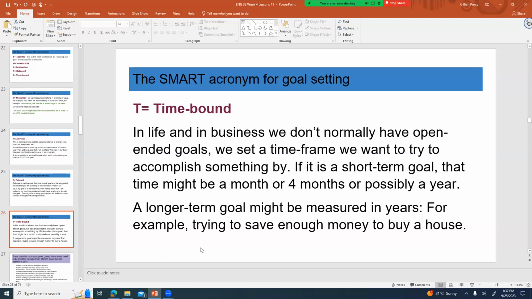Time bound. In life and in business, we don't normally have open-ended goals. We usually have a time frame in which we want to accomplish something. If it's a short-term goal, that might be a month or 4 months or possibly a year. A longer-term goal might be measured in years, for example, trying to save enough money to buy a house. Even this course, well, you have until the end of the year to finish it. You don't have forever. So there is a time limit on the goal of finishing this course.